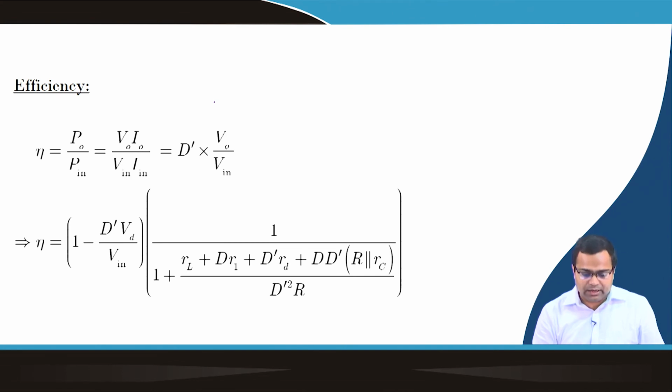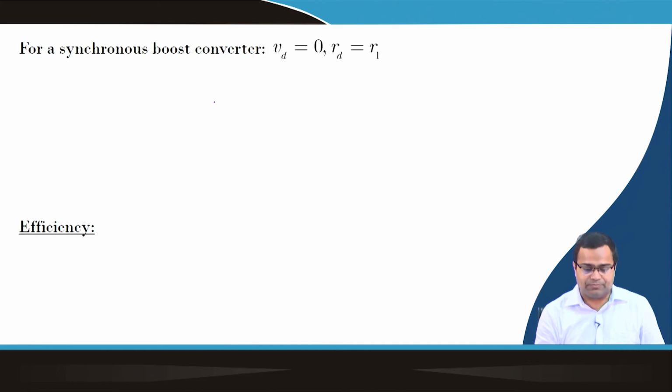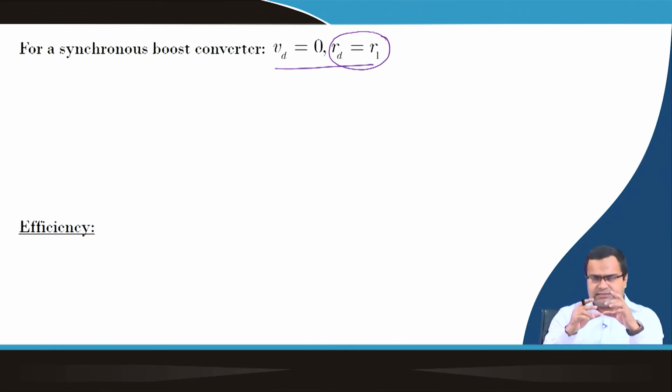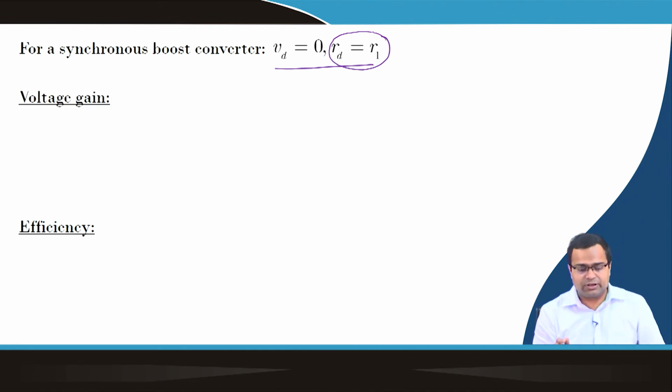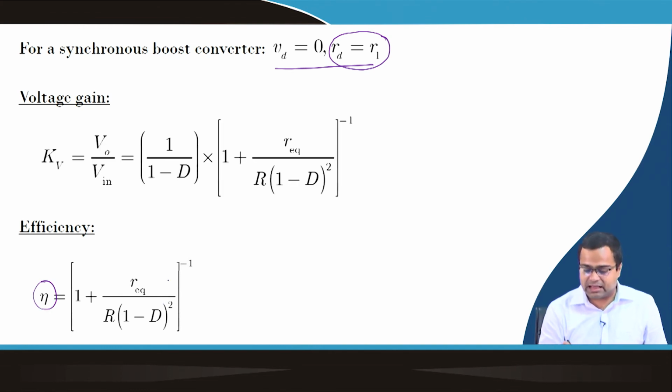Okay. Now, another interesting point, if you take the voltage gain of the boost, so if you take a synchronous boost converter where the diode drop is 0, and if we take the on state resistance, because we are talking about two switches, high side and low side, and let us say both switches have the same on state resistance. So, if we take that, then again we can write the efficiency here, there is a correction factor and this is a voltage gain.